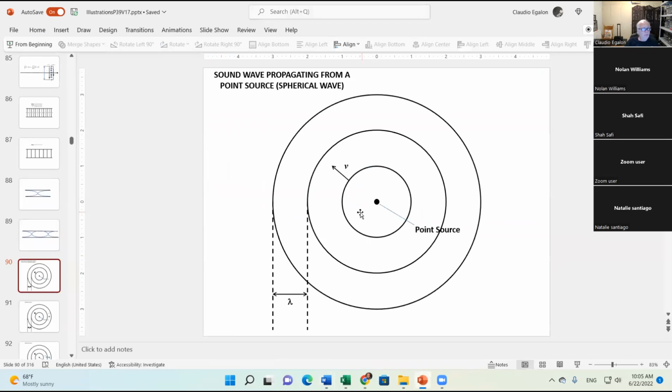Consider a point source emitting a wave. This is a spherical wave. The wave is propagating away from the source, and it has this wavelength lambda, right? Remember I told you how we represent a wave? What you see here are the crests of the wave. Crest, crest, and crest. Somewhere here in between you have the valley, right? And right here we have a node, right?